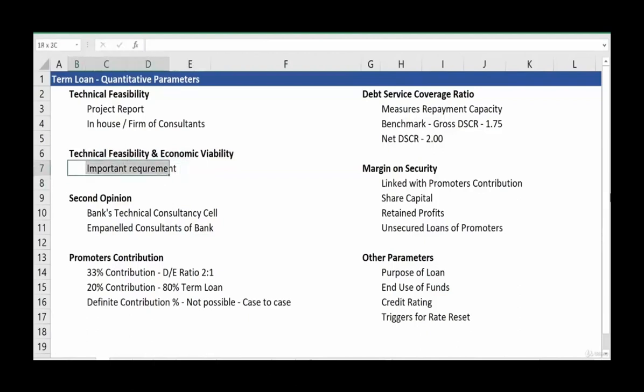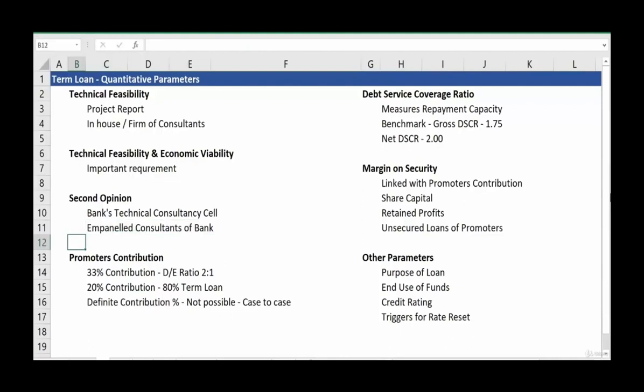So the credit officer should satisfy himself that the projects for which the term loan is being proposed are technically, economically and commercially viable, and wherever required they can take a second opinion from the bank's technical consultancy cell or from empaneled consultants of the bank. This is the first aspect.